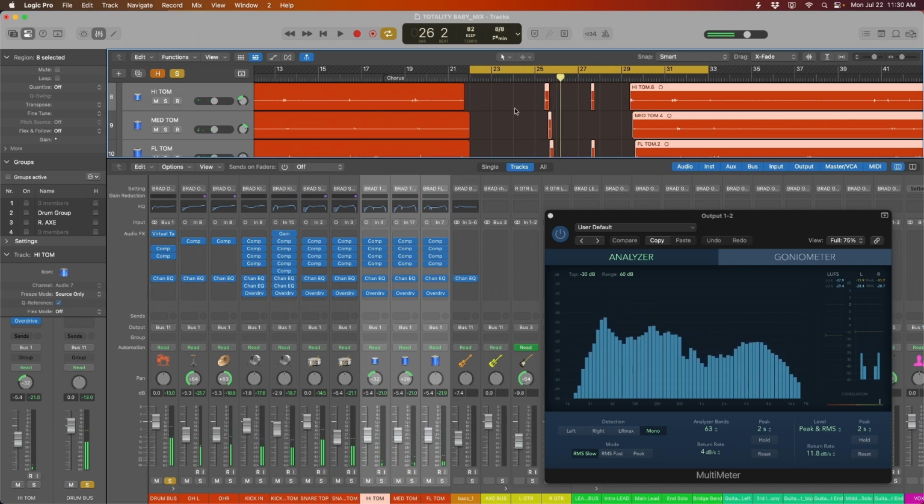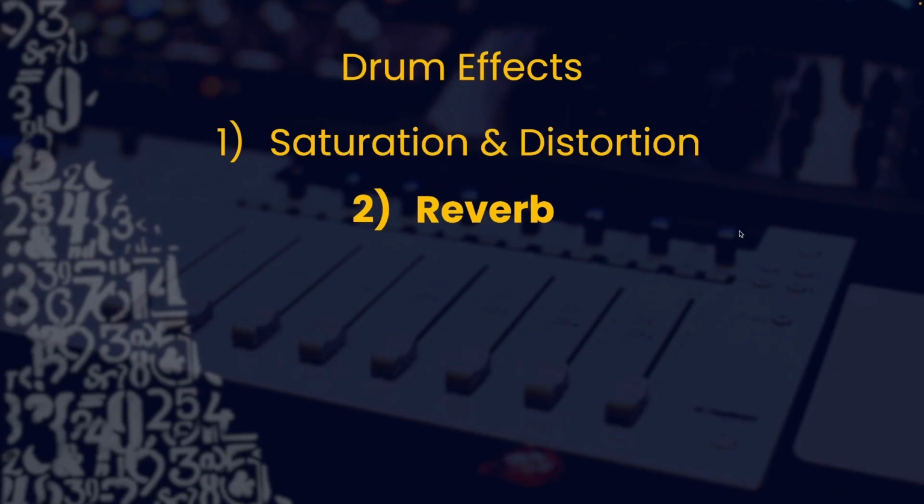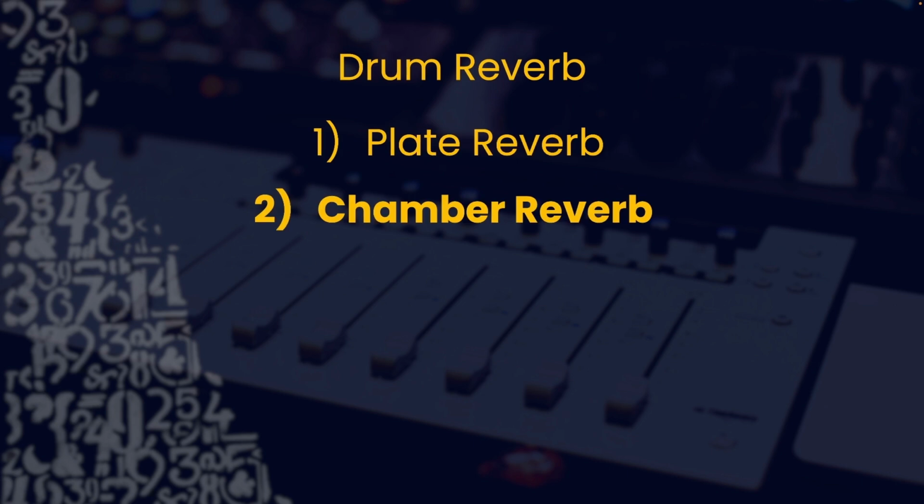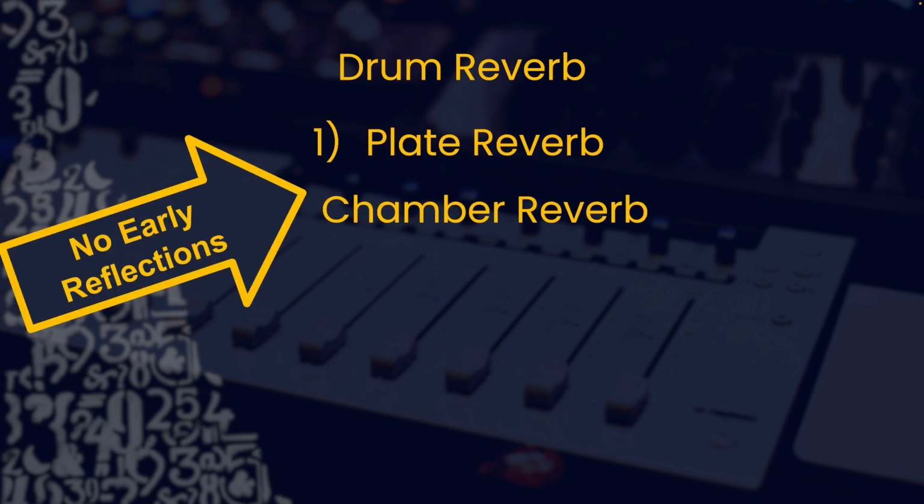Yeah, that sounds awesome. After saturation and distortion, we have reverb. And reverb is a very interesting topic when it comes to drums, because there's approved reverbs, which is plate reverb and chamber reverb. And the reason that these are the approved reverbs is that there are no early reflections when it comes to these types of reverbs. These are basically made up reverbs that don't really exist in real life, in terms of we don't hear this in everyday life.